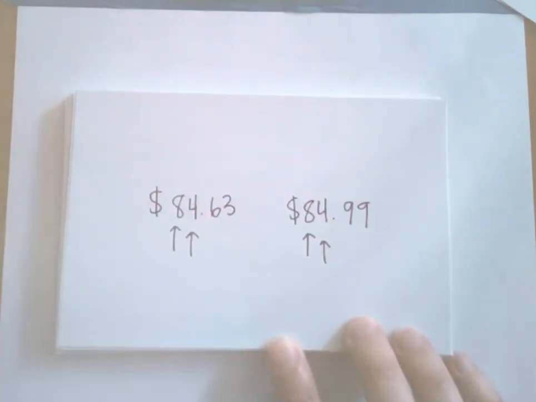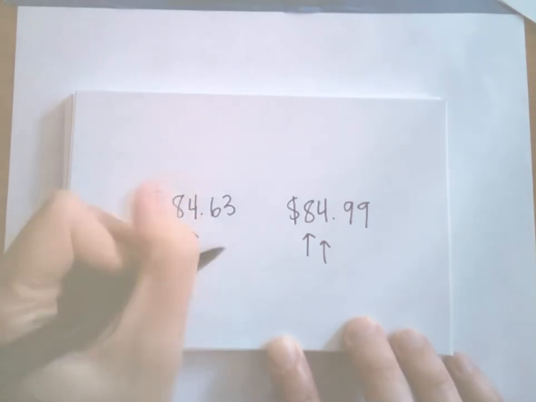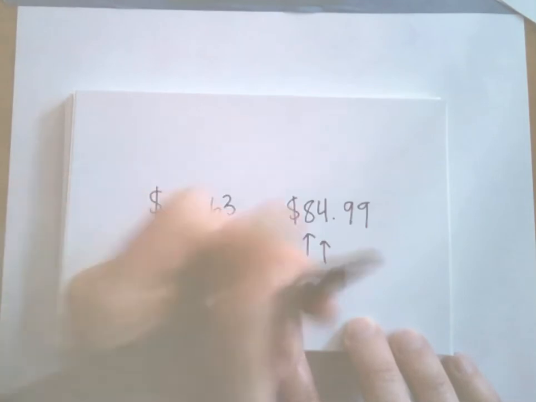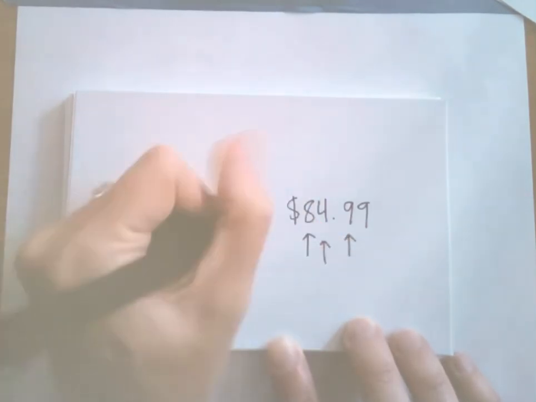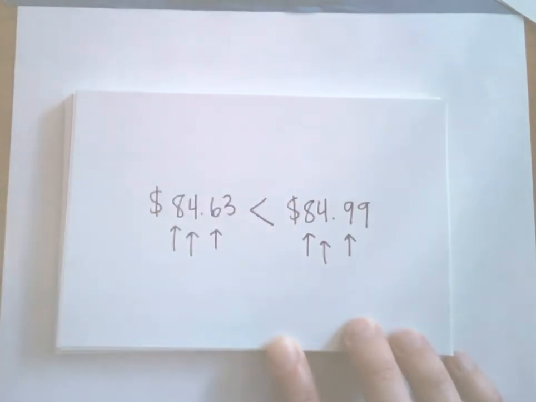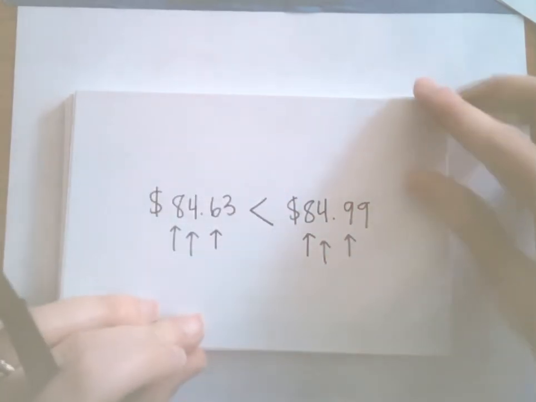Then I have a 4 and a 4. My dollar amounts are still the same. Now I need to move to my cents. Then I get some help. I have a 6 and a 9. I know a 9 is bigger, so I can complete my math sentence. In your math work today, this is exactly what you're going to do.